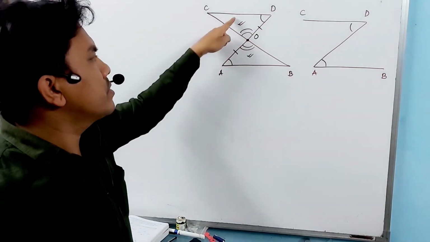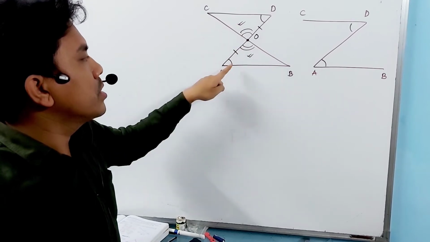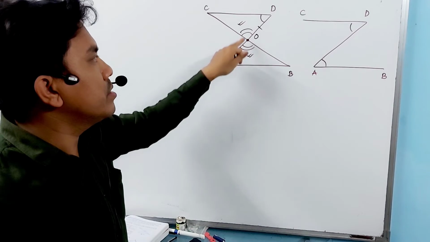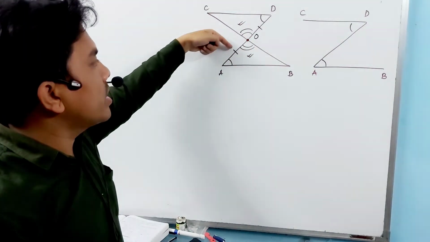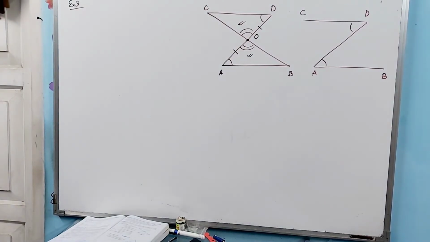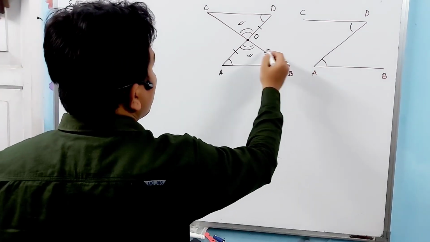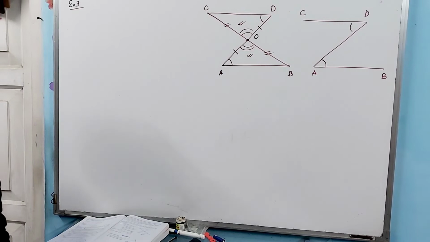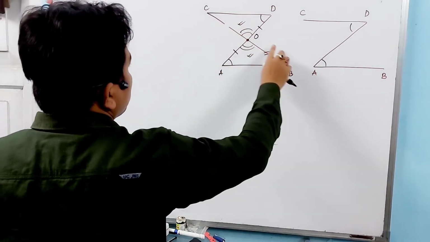See this triangle and this triangle, are they congruent now? Angle, side, angle. According to angle, side, angle, both the triangles are congruent. Now, if both the triangles are congruent, can we finally say that OB will be equal to OC? If OB is equal to OC, then we can say that O is the midpoint of BC. Okay, it's very clear, very simple, no need to worry about it.